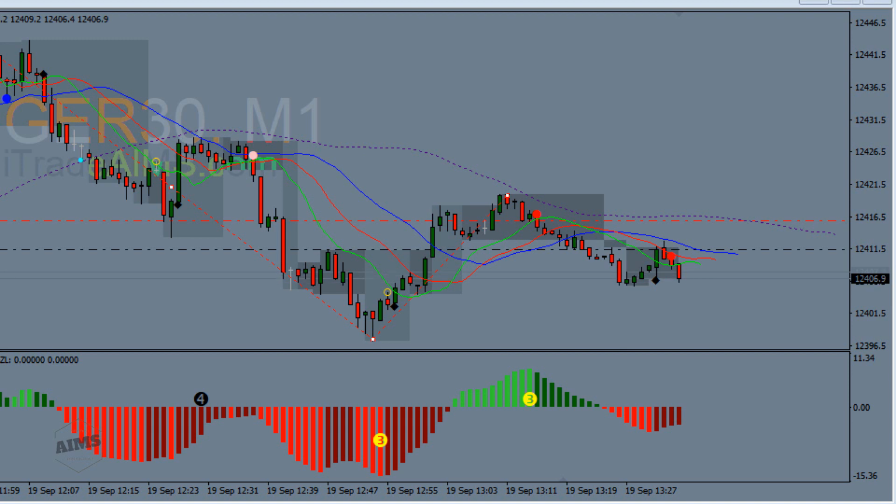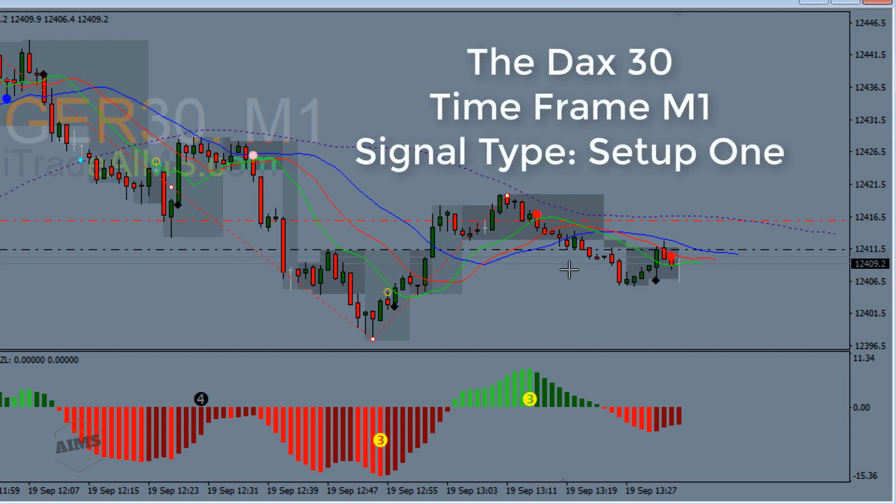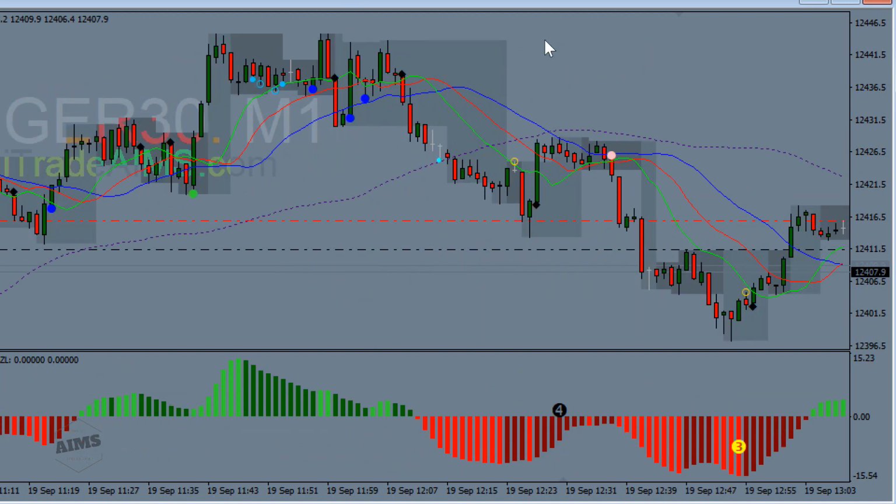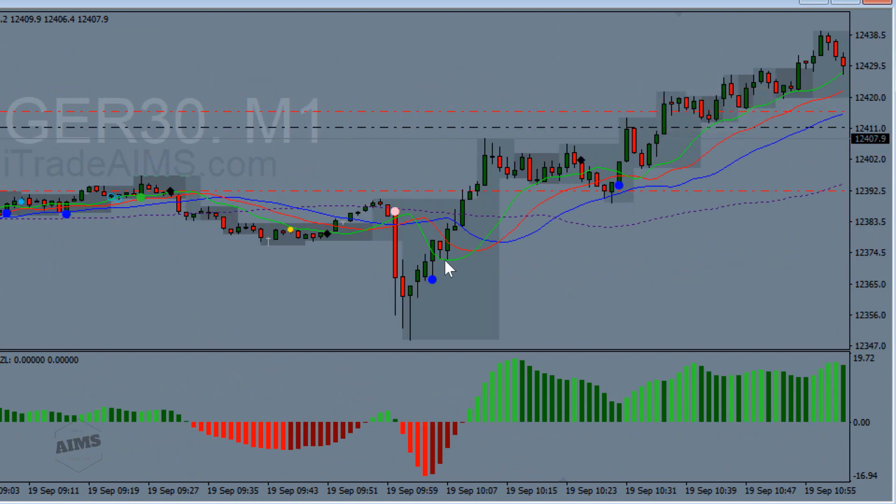I'm here to show you this live trade that I've taken on the DAX. On this platform it shows as German 30. Everyone knows what DAX is. So this is a setup one that I took over there, and let me show you why I took it, where I started from. So let's actually go to the London Open.